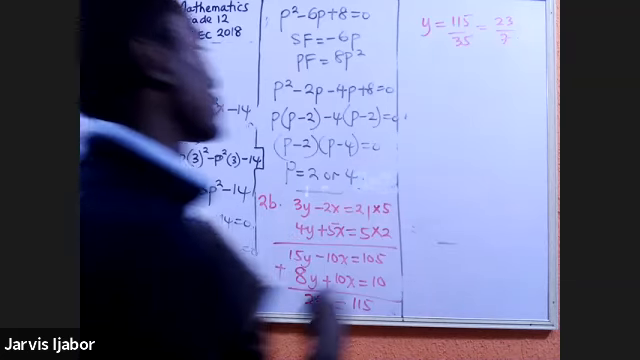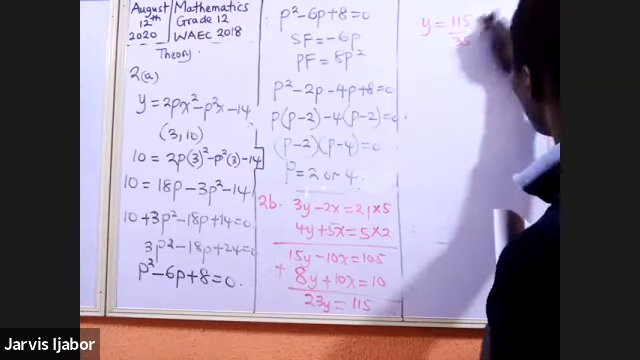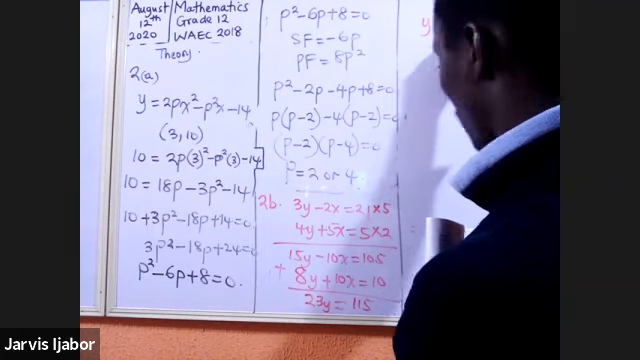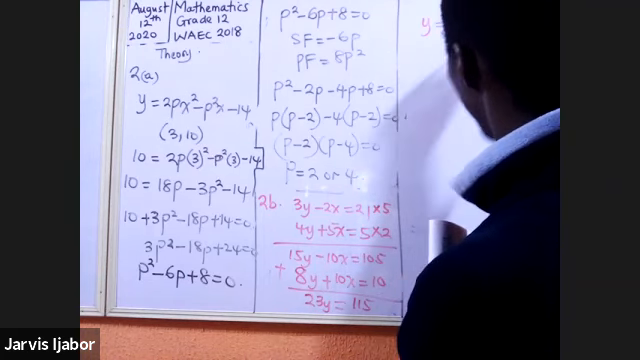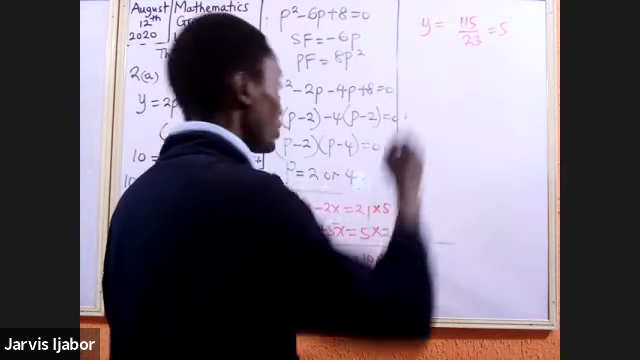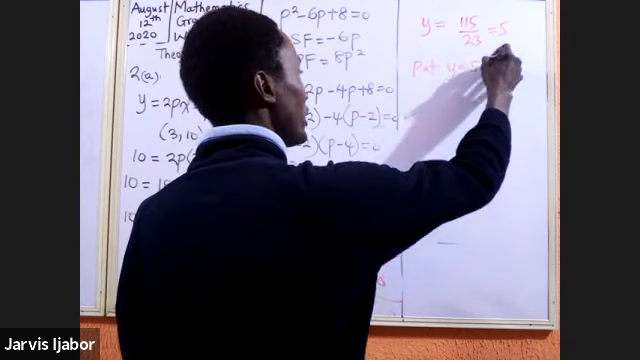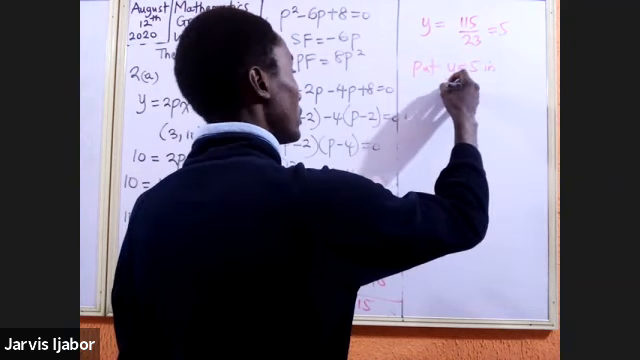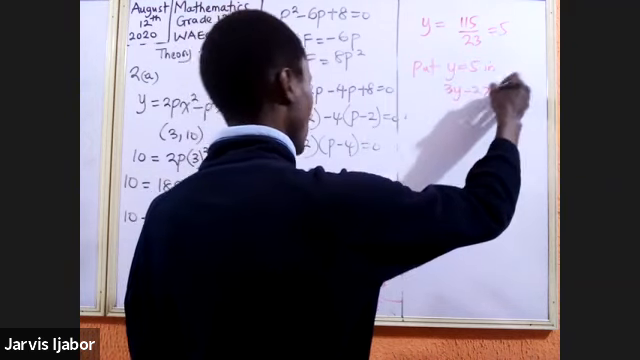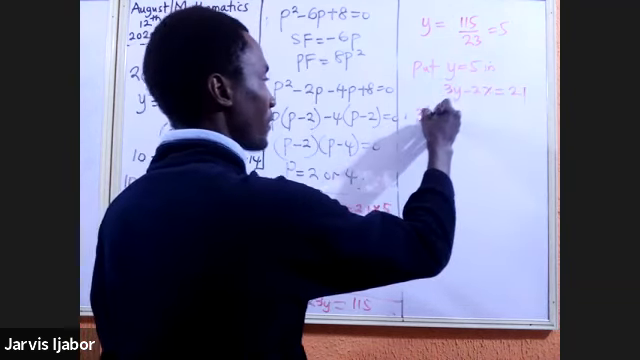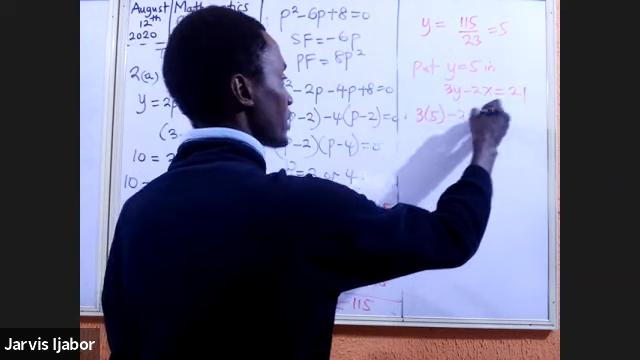Right. So y will now be 115 over 23, which is equal to 5. So that settled, I will now put y equal to 5 in what? 3y minus 2x equal to 21. So what is y? y is 5. So 3 times 5 minus 2x equal to 21.